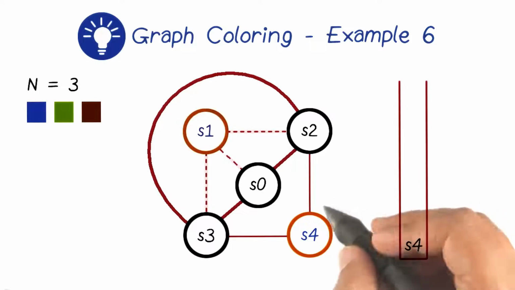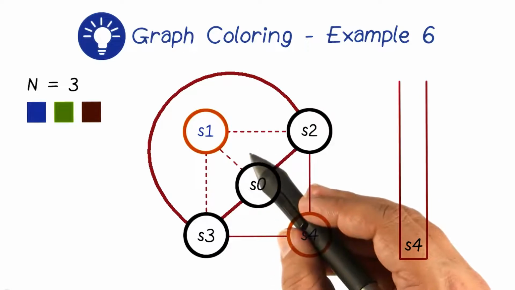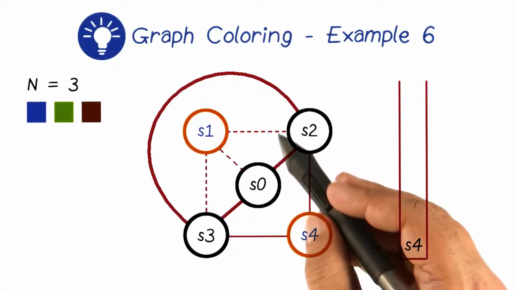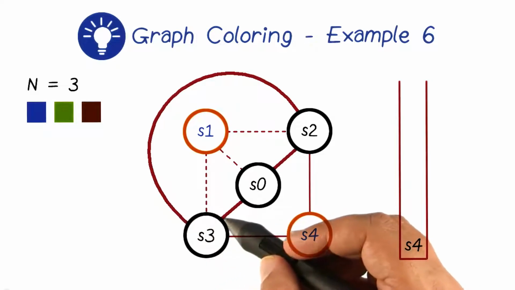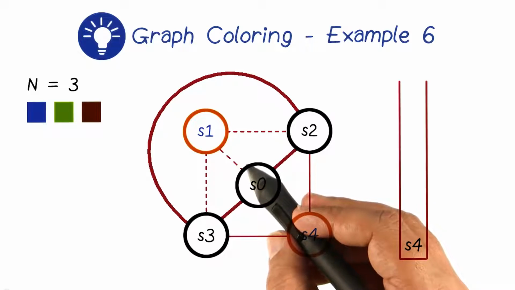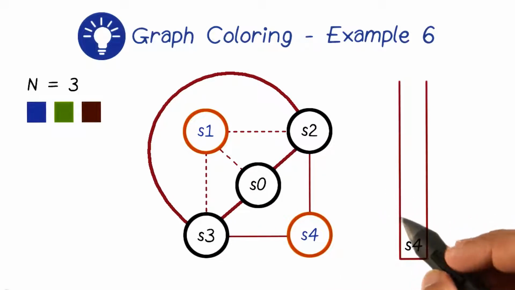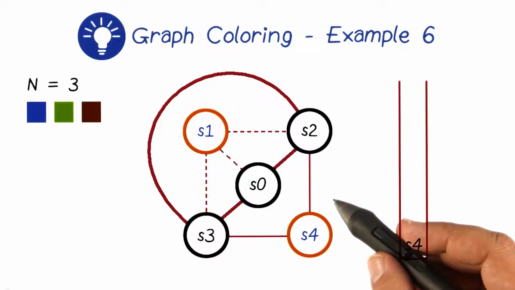Now after we removed S4, you can see that all the remaining nodes, let's look at them carefully. S2's degree is now 3, S0's degree is also 3, S3's degree is 3, and S1's degree is also 3. So in other words, we cannot remove a node whose degree is less than 3 in this particular case because all of them have the degree equal to 3. So in such a case, we cannot put a node onto the stack, so we had to make a decision here in terms of what to do.